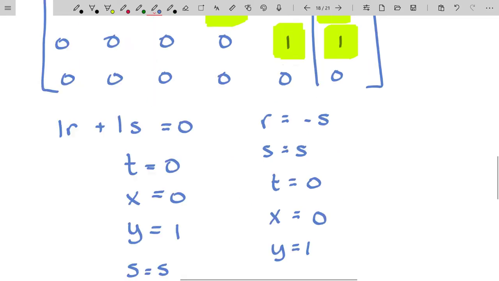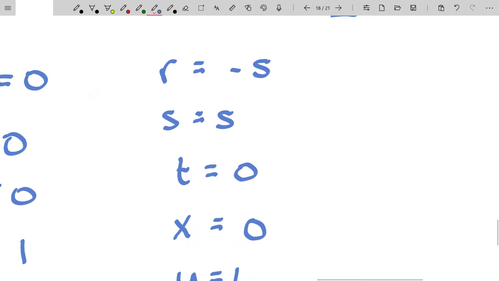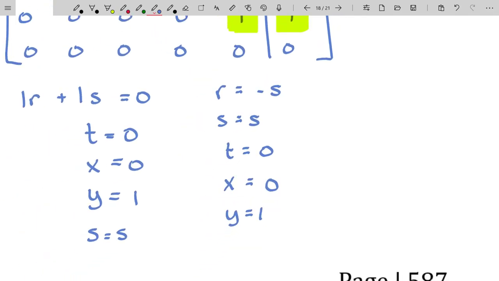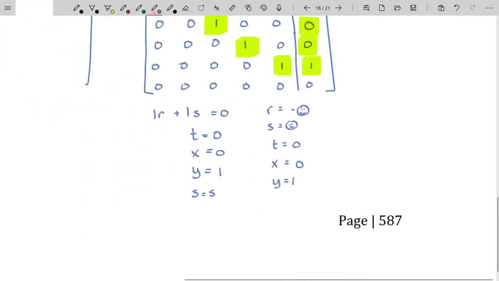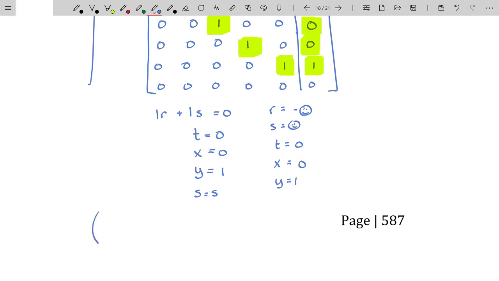Now, normally we'd say parametrize this, right, create a new variable. I think most professors would have you do that. So T is already taken. I'm just going to call this happy face. That's the variable I'm using. And so our ordered set of solutions is negative happy face for R, happy face for S, 0, 0, and 1.